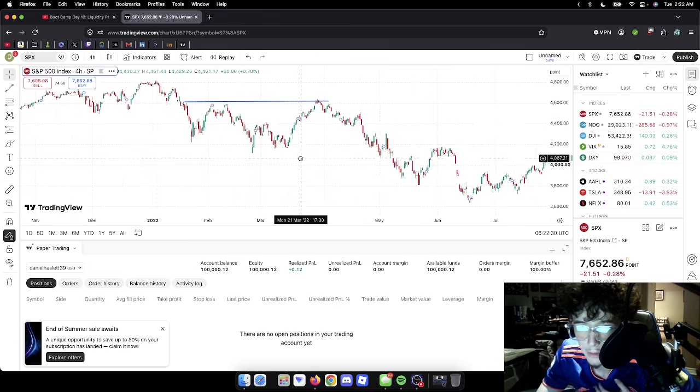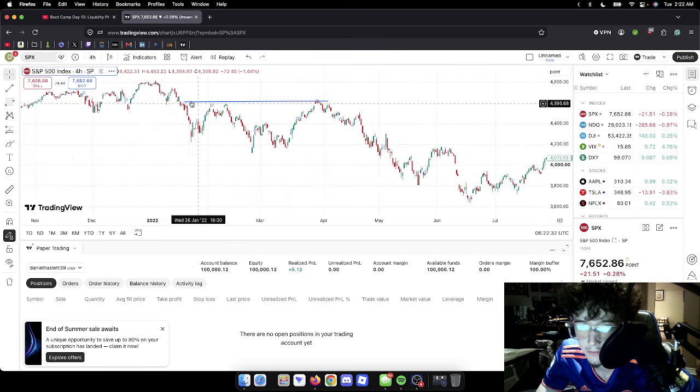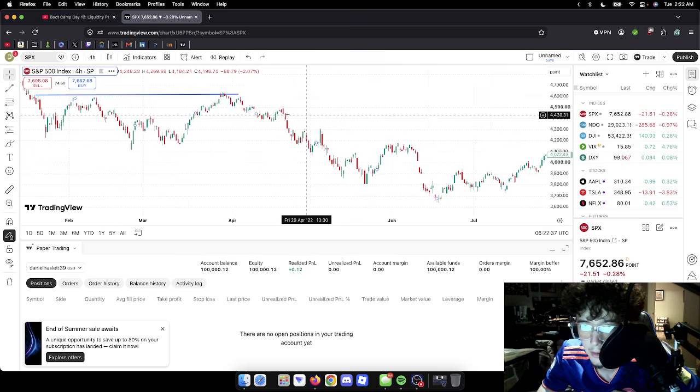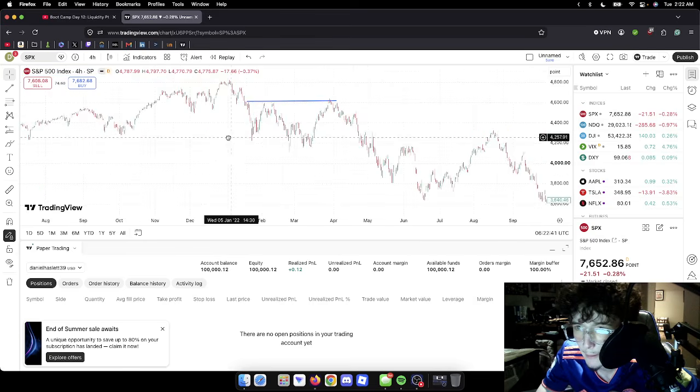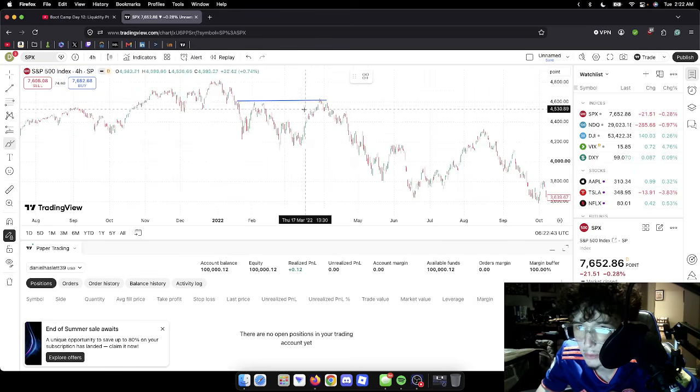Okay, but look right here. Let's mark out a significant high, right there. Okay, we got a green and red. So look, liquidity, it goes above it a little bit, and then what happens? It rallies straight down.